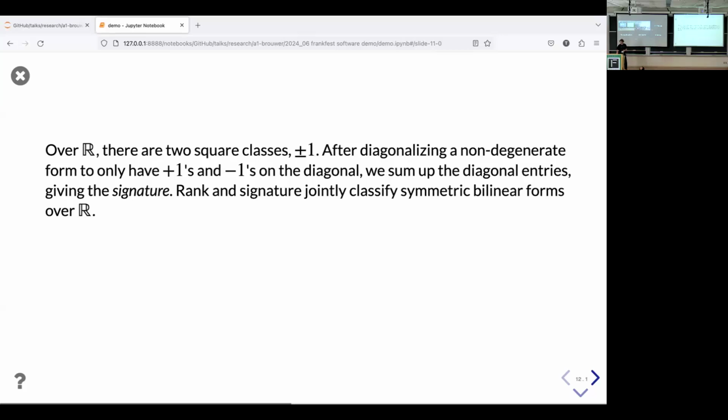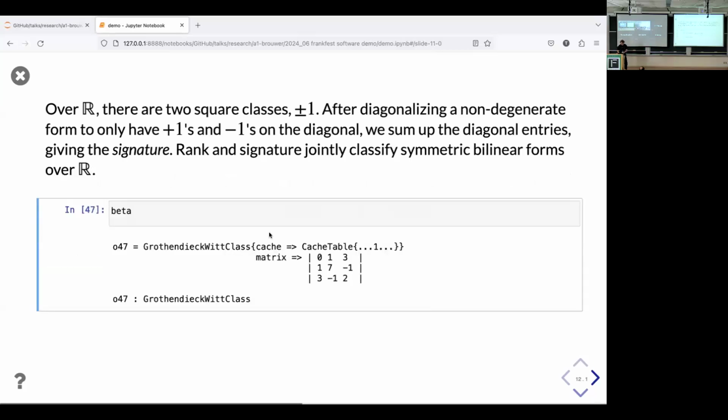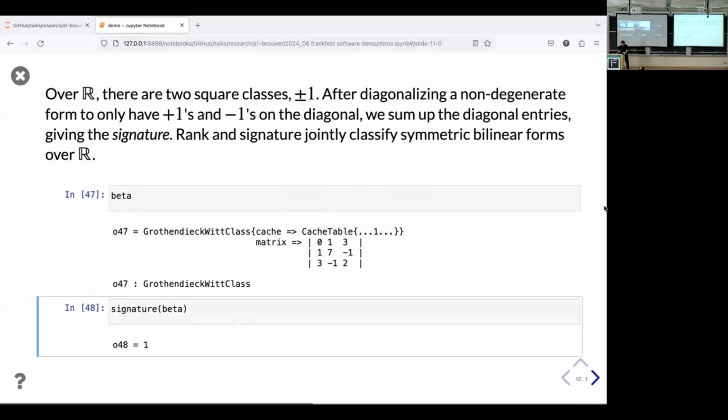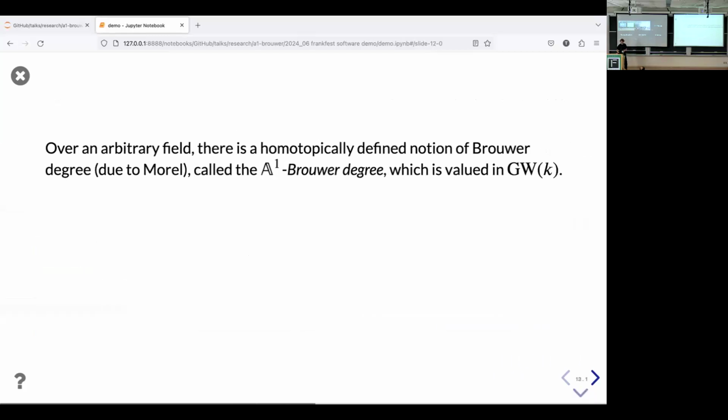So I need this second invariant. So if I look at this form beta that we had on the other slide, what I could do is I could run this signature here. And what I get is 1. So this tells me this form over the reals is isomorphic to any other rank 3 form that has signature 1.